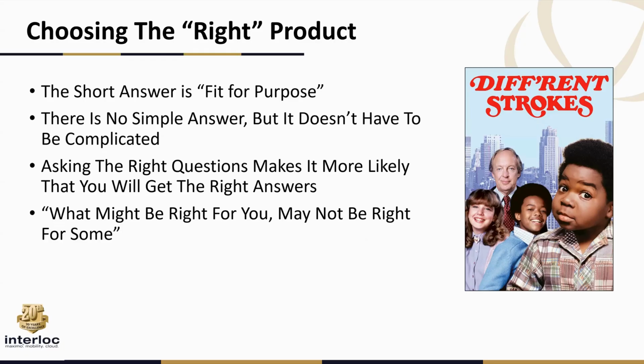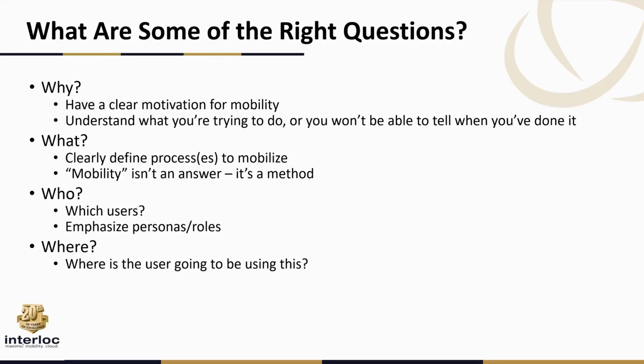If you don't know what you're looking for, you won't know how to find it. It seems sort of self-evident. And like they said on Different Strokes, what might be right for you might not be right for some. So while it is important to go around and solicit feedback and references and ask for experience from other organizations, understand that just because it's a good fit for somebody else doesn't mean it's well suited for the way you intend to use it. And knowing that going in can help you focus on understanding what it is that you need to be asking about specifically.